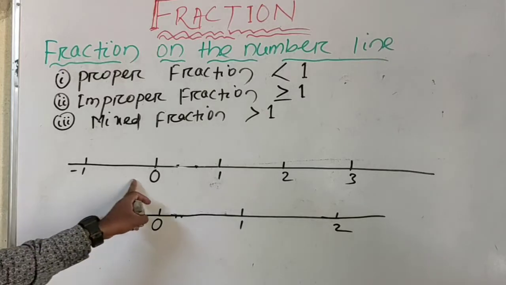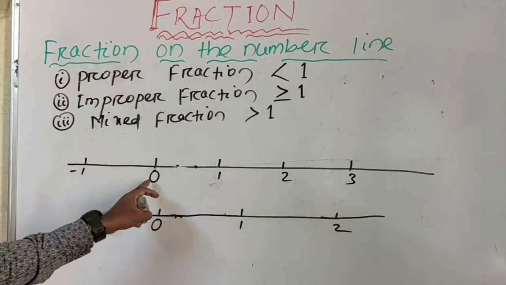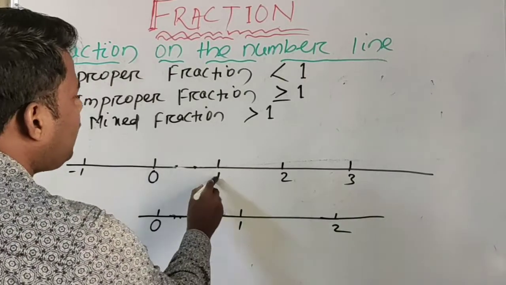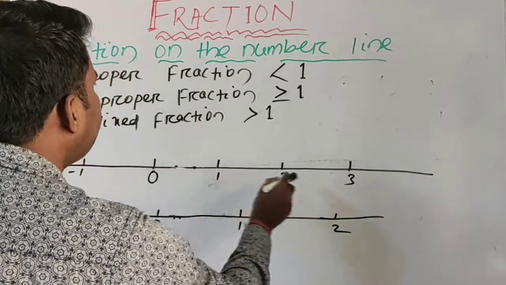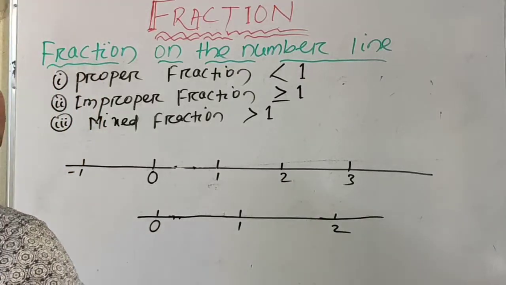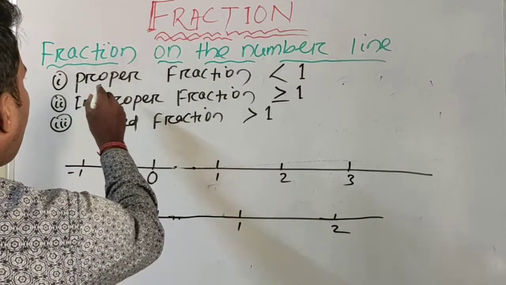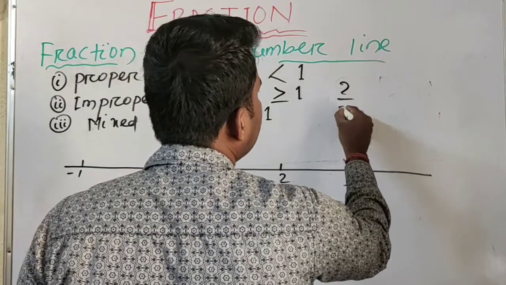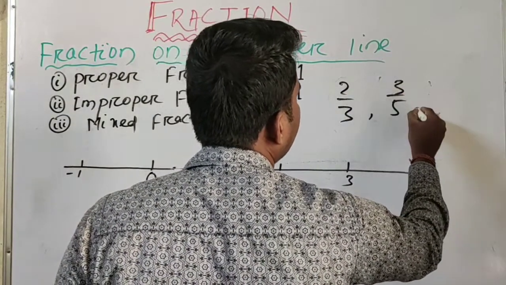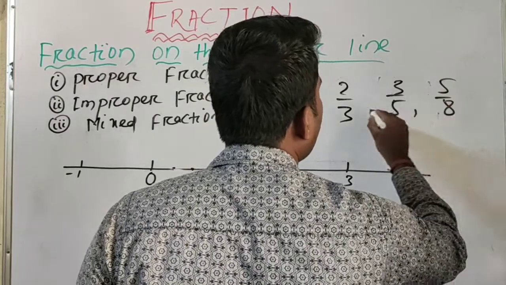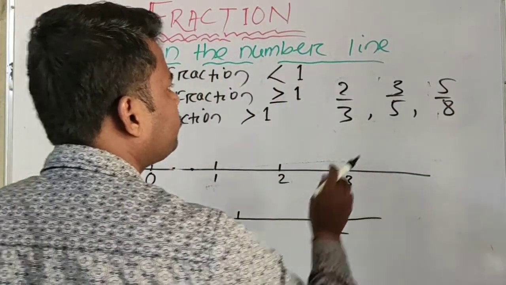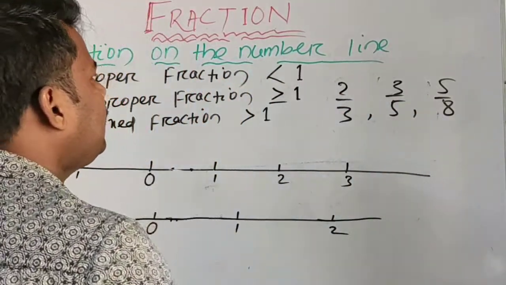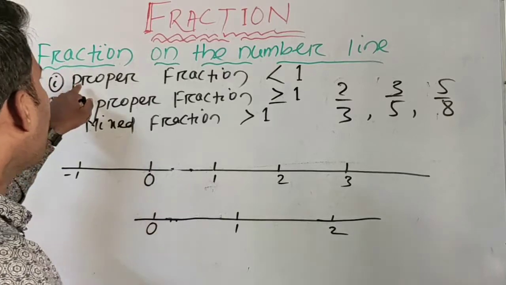I have drawn a number line here, this one 0 to 1. I have marked 0, 1, 2, 3, and 0 to 1, 1 to 2, 2 to 3 at equal distance. And how will we represent proper fraction on the number line? 2 by 3, 3 by 5, 5 by 8 are all proper fractions.